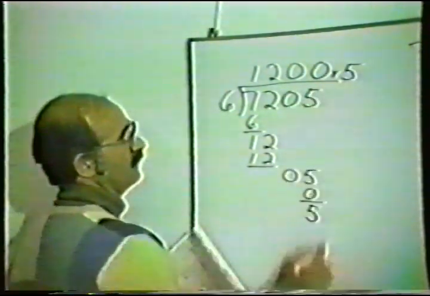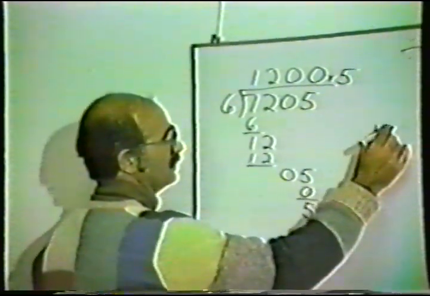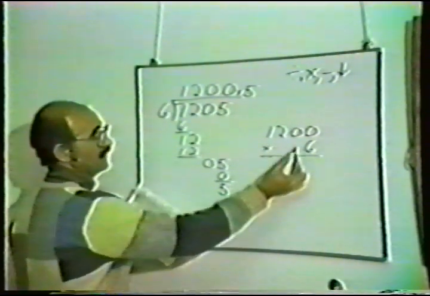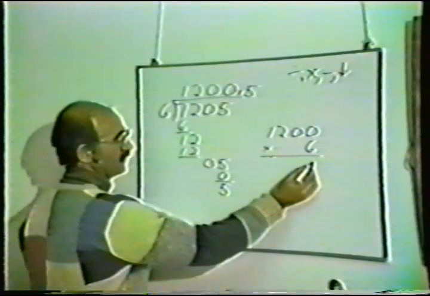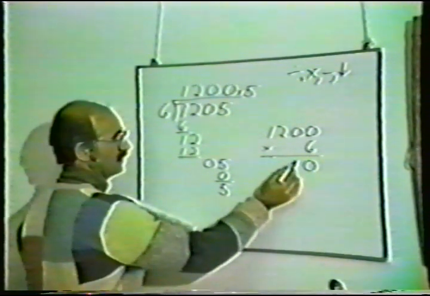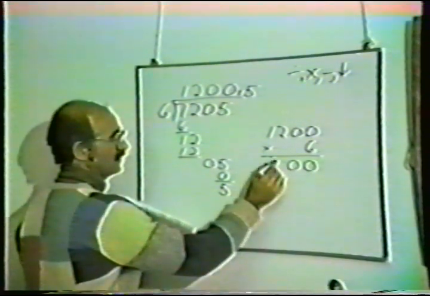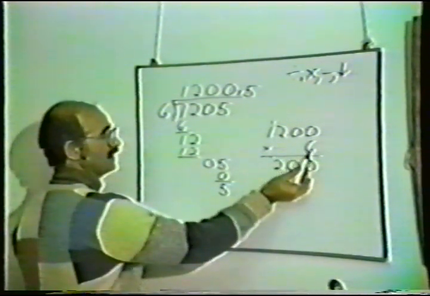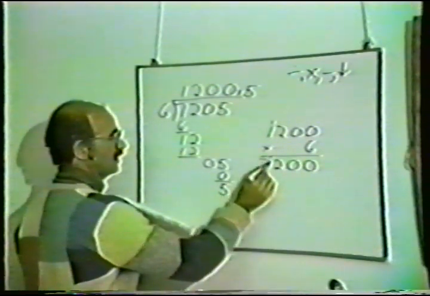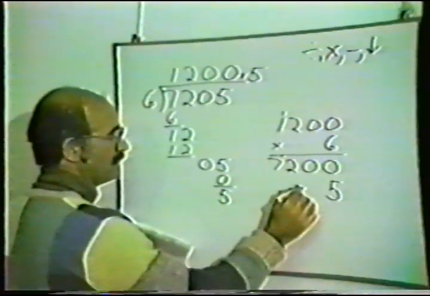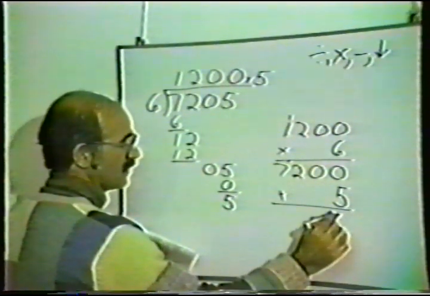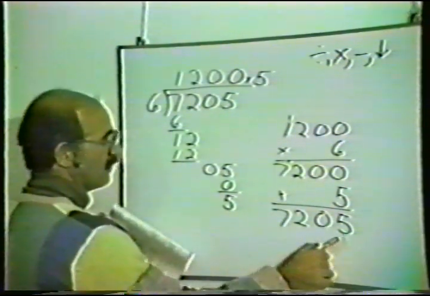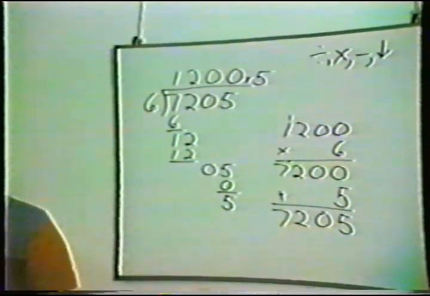Remainder 5. Well, let's do the check on that. 1, 2, 0, 0 times 6. 0 times 6 is 0. 2 times 6 is 12. Put down the 2, carry the 1. 1 times 6 is 6. Plus the 1 is 7. Add in your remainder. 0 plus 5 is 5. 0, 2, 7, 7205, 7205.